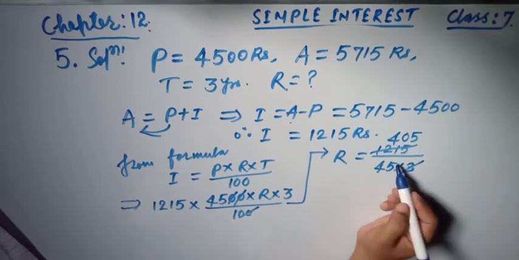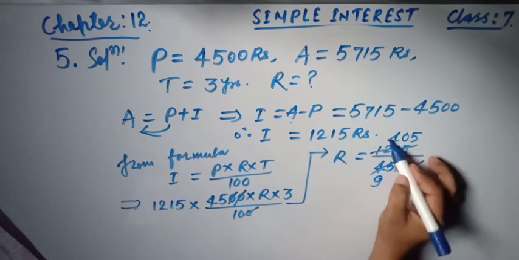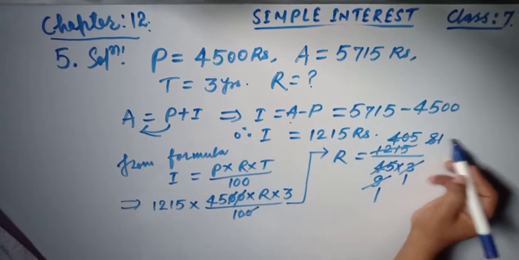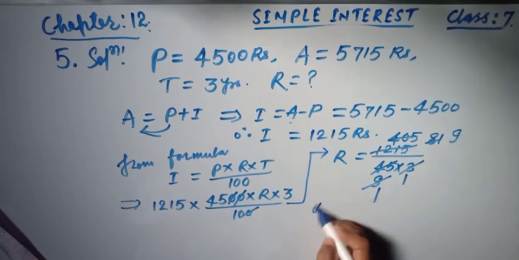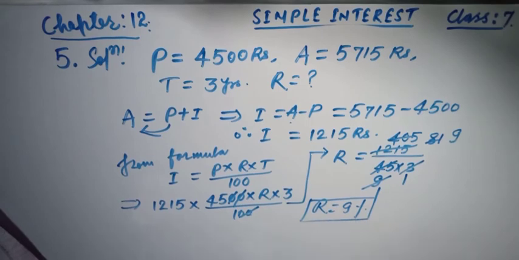Now friends, this 5 9 ja 5 8 ja and 5 1 ja, this is 9 1 ja, this is 9 9 ja. So R is equal to, friends, 9%. So this is your final answer. I hope you will understand.